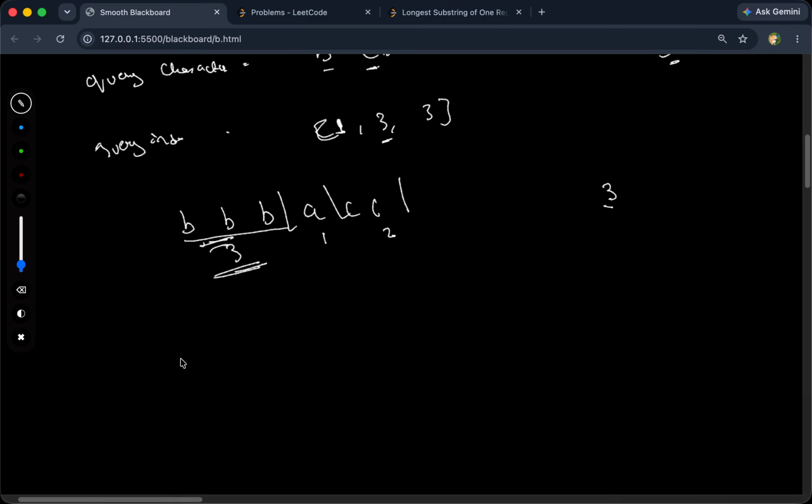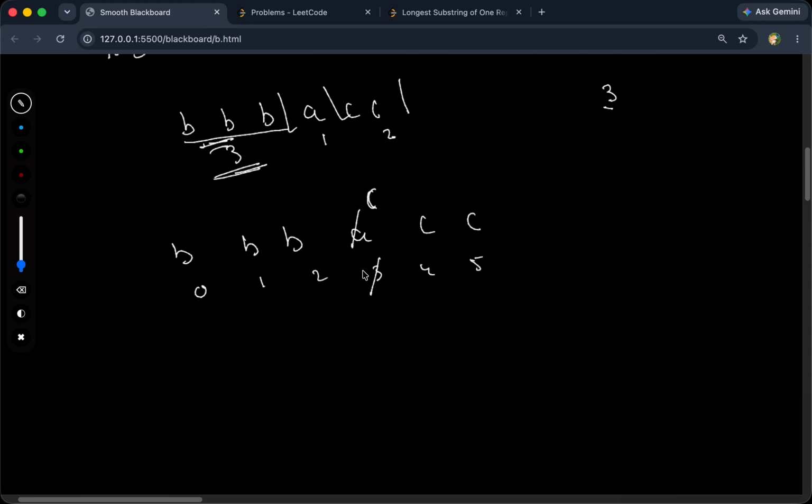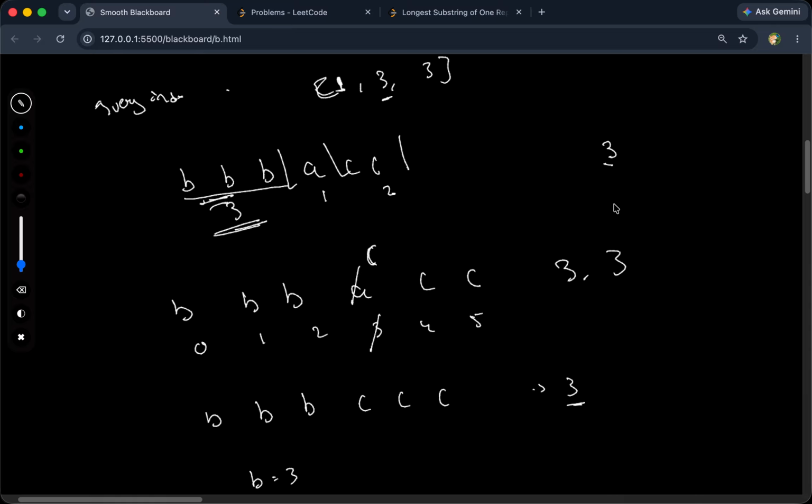Take this example: B B B A C C, with indices 0 1 2 3 4 5. We have to replace index 3 with C. Now our string will be updated. It looks like this: B B B C C C. So the longest length is 3 only, because B came 3 times and C came 3 times, so the answer is 3. Now we have 3, 3.